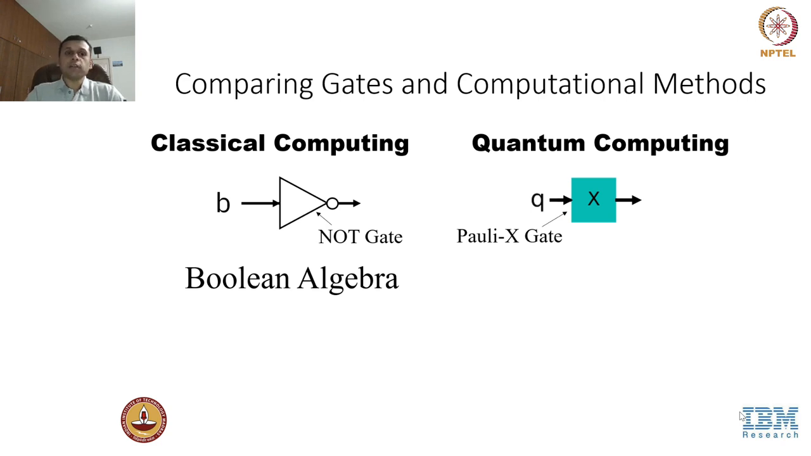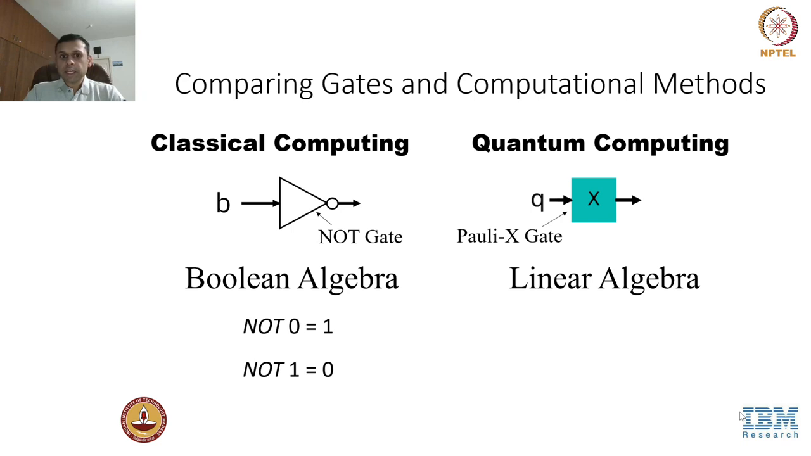In classical computing, the computational framework used to reason about gates and how they convert an input to an output is Boolean algebra. So here, in Boolean algebraic terms, NOT is simply a function that converts 0 to 1 and 1 to 0. In quantum computing, on the other hand, we need to use a more sophisticated mathematical framework, that is linear algebra, and the gates are actually represented by matrices and not simply a Boolean function.